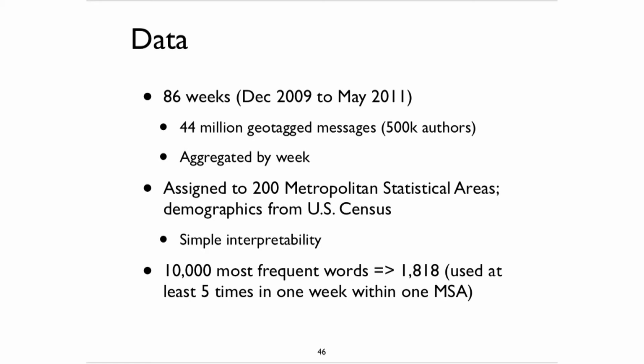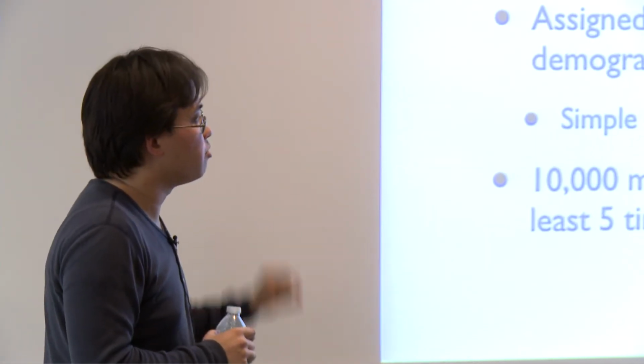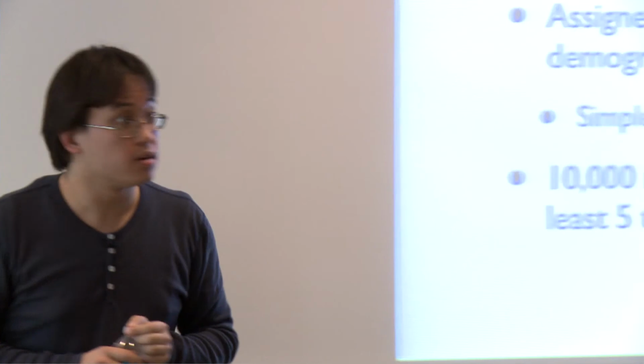And we're not going to do automatic induction of these linguistic regions for this. Instead, we're going to do something simpler, simply assign them to the closest major city. So we're going to use the metropolitan statistical areas that are defined by the US government. And in particular, we have demographic information about them from the US Census. And this is going to be nice because it has simple interpretability. And we're also going to focus on a subset of most frequent words. In particular, we look at the top 10,000 and we filter down to words that are used at least 5 times in 1 week within one metropolitan statistical area, which is going to give us 1,800 words for these analyses. These types of filtering steps can make a big difference on the sorts of results you get.